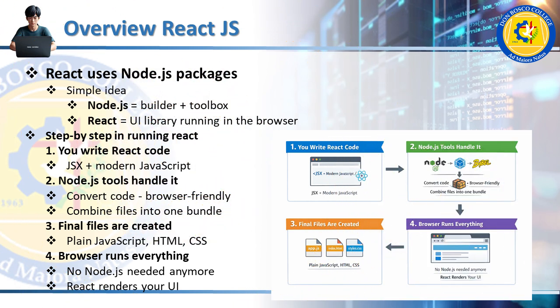React uses Node.js packages as a builder and toolbox, while React itself is a UI library that runs in the browser. First, you write React code using JSX and modern JavaScript. Next, Node.js tools convert the code into browser-friendly format and combine files into a single bundle. Then the final plain JavaScript, HTML, and CSS files are produced. And finally, the browser runs everything without needing Node.js anymore, allowing React to render the user interface.